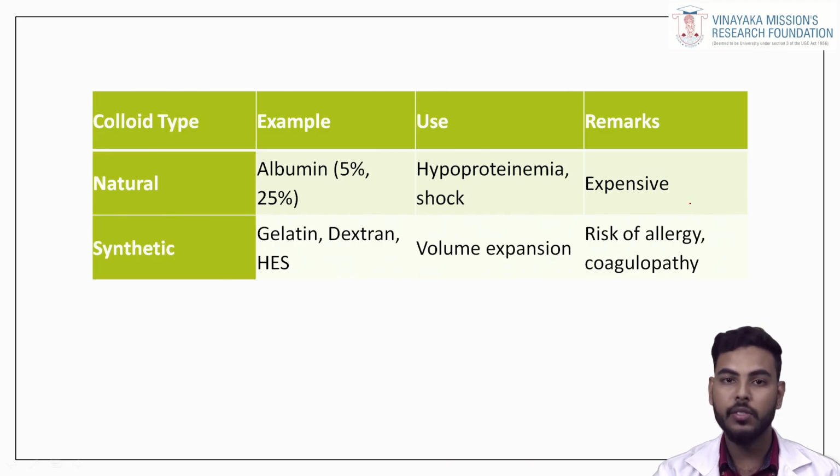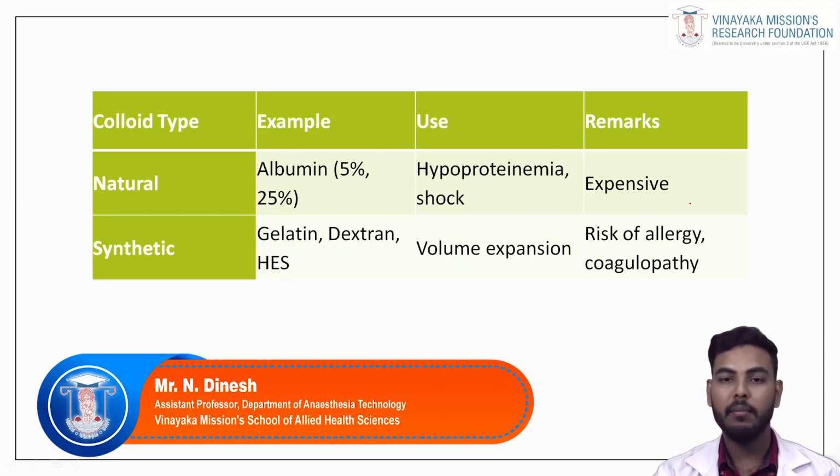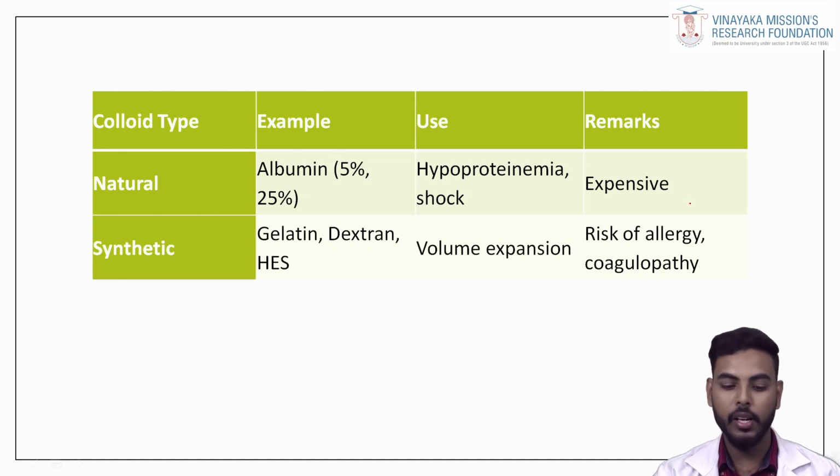It is a natural colloid. It is used in the condition of hypoproteinemia and shock. The main remark about this colloid is that it is more expensive than the crystalloid solutions. Synthetic colloids include gelatin polymers. An example of gelatin polymers is Hemaccel. It is a jelly-like substance, so we call it gelatin polymers. Next is dextran compounds.